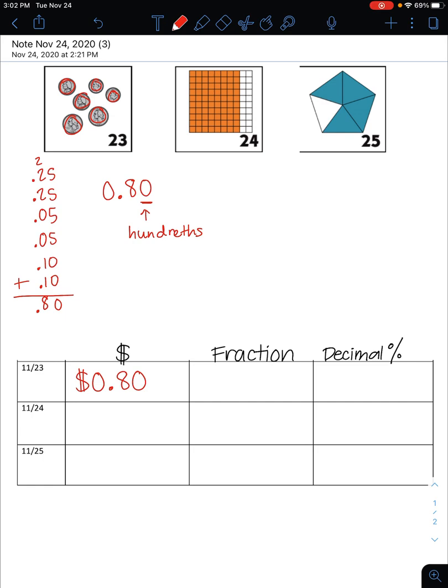same as 80 hundredths. This is how I write 80 hundredths in the fraction format. So I will write 80 hundredths. Another way that I can write this fraction is 8 tenths. I know that 80 hundredths is equal to 8 tenths.